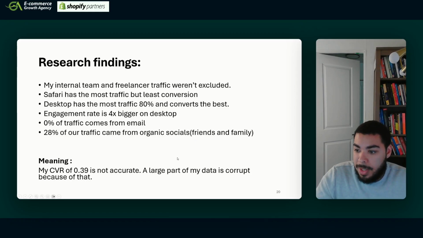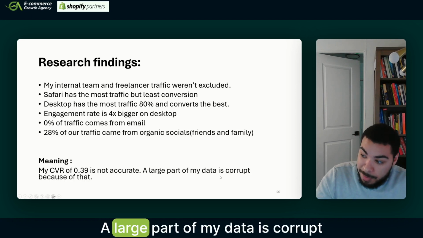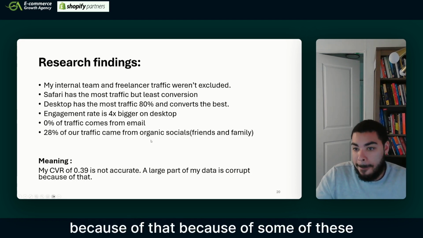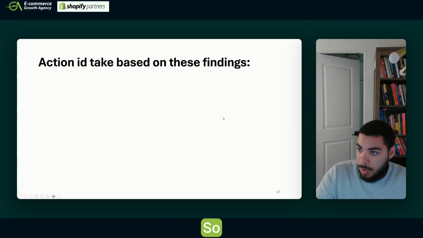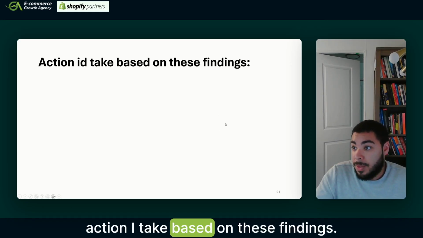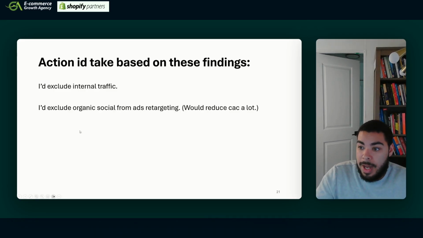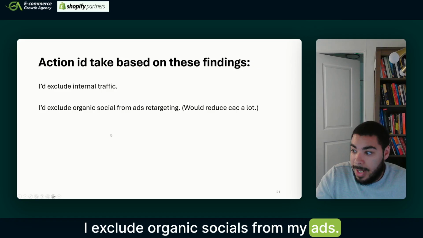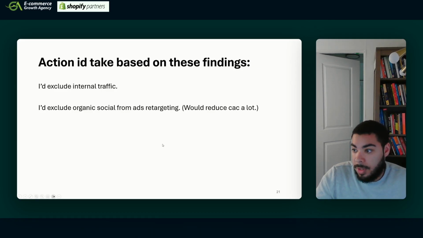Meaning, quickly, my CBR of 0.39 is not accurate. A large part of my data is corrupt because of some of these reasons. So, the actions I'd take based on these findings: I'd exclude internal traffic right away. I'd exclude organic socials from my ads. Retargeting will reduce customer acquisition cost a lot.